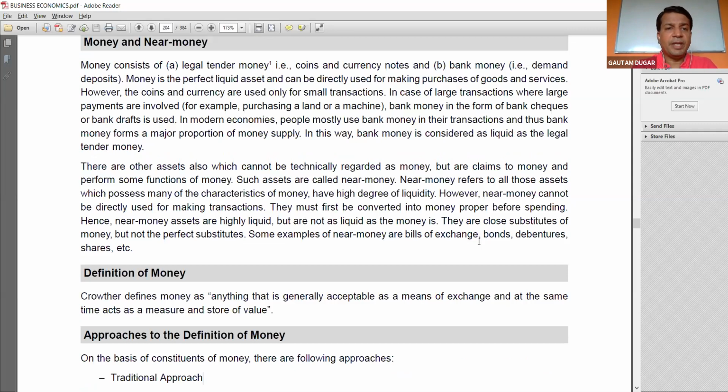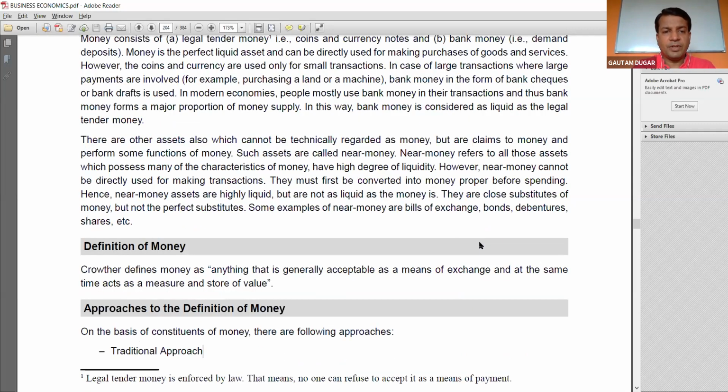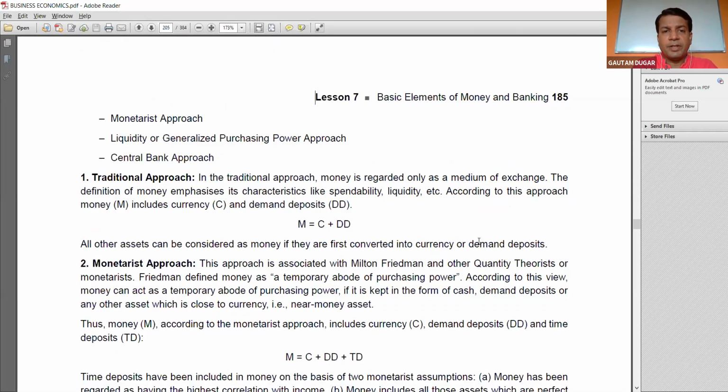Coming to the definition of money, we have the traditional approach. In the traditional approach, money is regarded only as a medium of exchange. Now, this can be an MCQ that according to the traditional approach money performs this function of medium of exchange, right? So according to the traditional approach, money is C plus DD. C is currency and DD is the demand deposits.